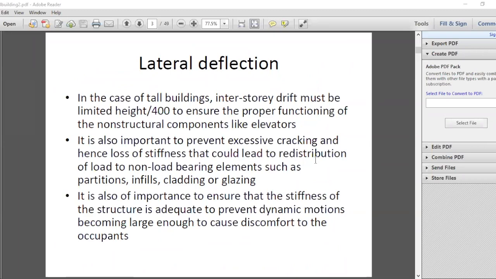So what is the type of deflection that you can get in a tall building? There can be two types of deflection. One is, for example, when you take a tall building, the tall building is fixed at the foundation. Because the tall building is fixed, we consider it fixed at the foundation or the ground level. It basically acts like a cantilever.